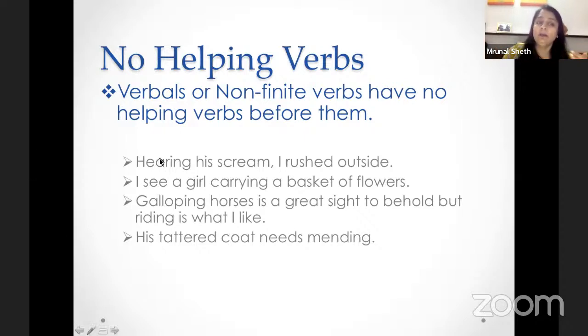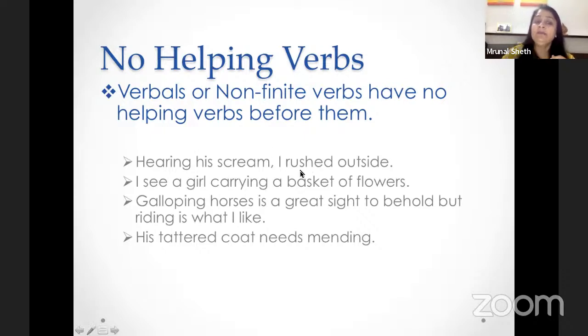So the first test tells you whether in a sentence it's a verbal or a verb. So I'm not going to call it a non-finite verb, a long word. We will call it verbal. It's easy, right? So verbals can be found out first of all by knowing that there are no helping verbs before that. Helping verbs are is, was, have, has. So if you don't see any helping verb, that means it is a verbal.